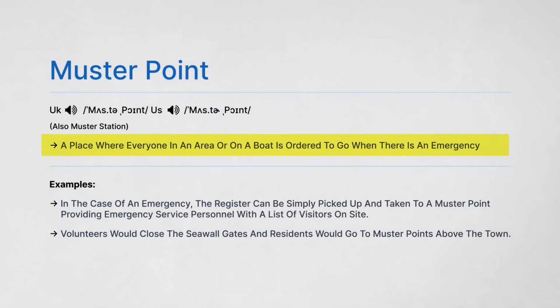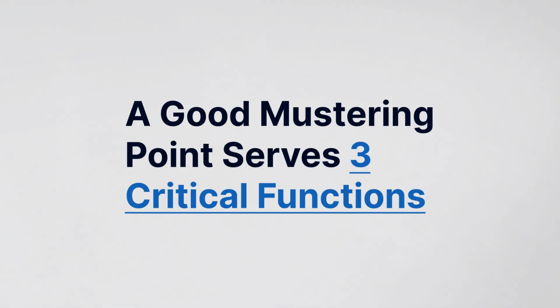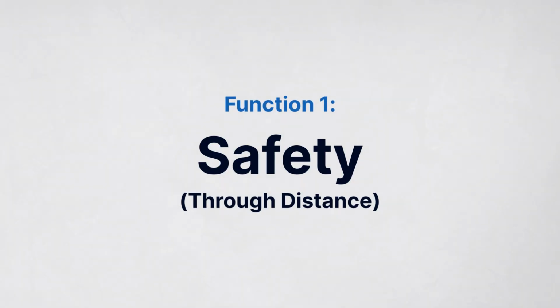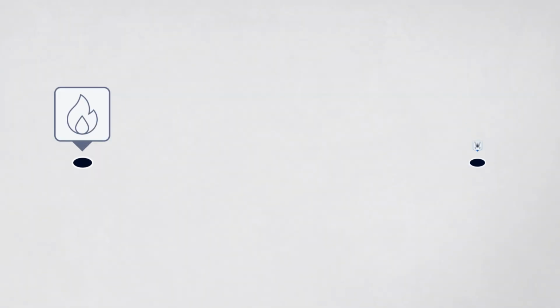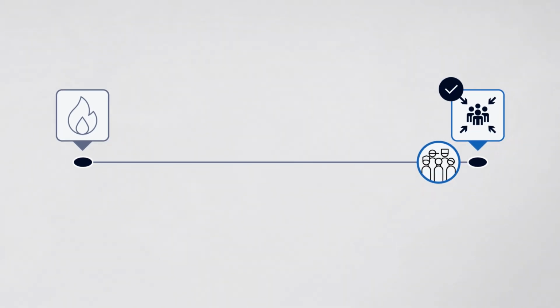So what exactly is a mustering point? It's the designated location where you assemble after an emergency evacuation. A good mustering point serves three critical functions. The first is safety through distance. Evacuees need to gather far enough from the emergency that there's no longer a risk.